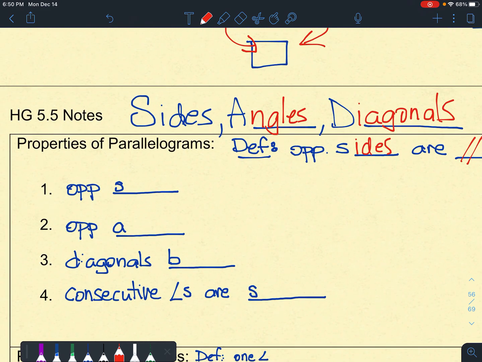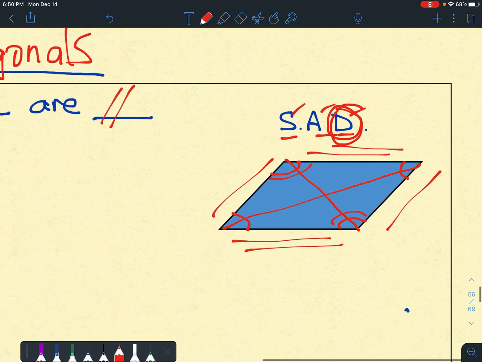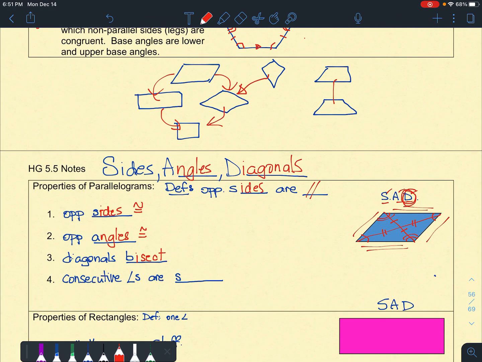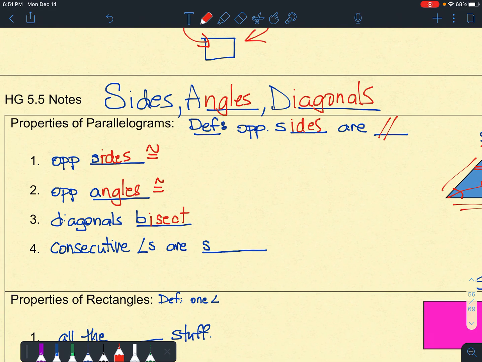For a parallelogram, the opposite sides are not only parallel, but they are also congruent. And the opposite angles are congruent. And the diagonals bisect each other. Okay, so they cut each other in half into two equal pieces. Note this piece is not equal to the other two pieces that the other one is. And consecutive angles are, this is probably the least obvious, supplementary.